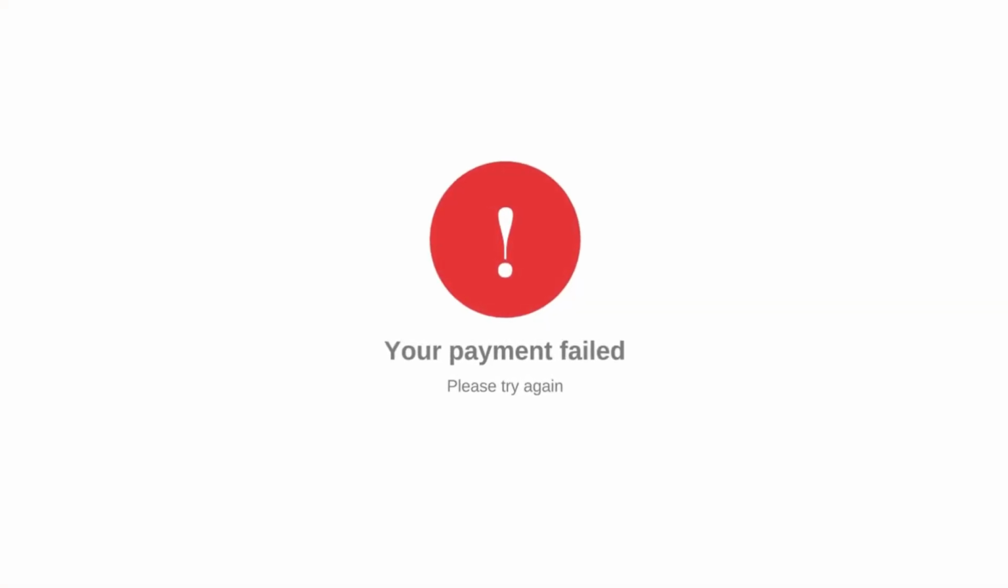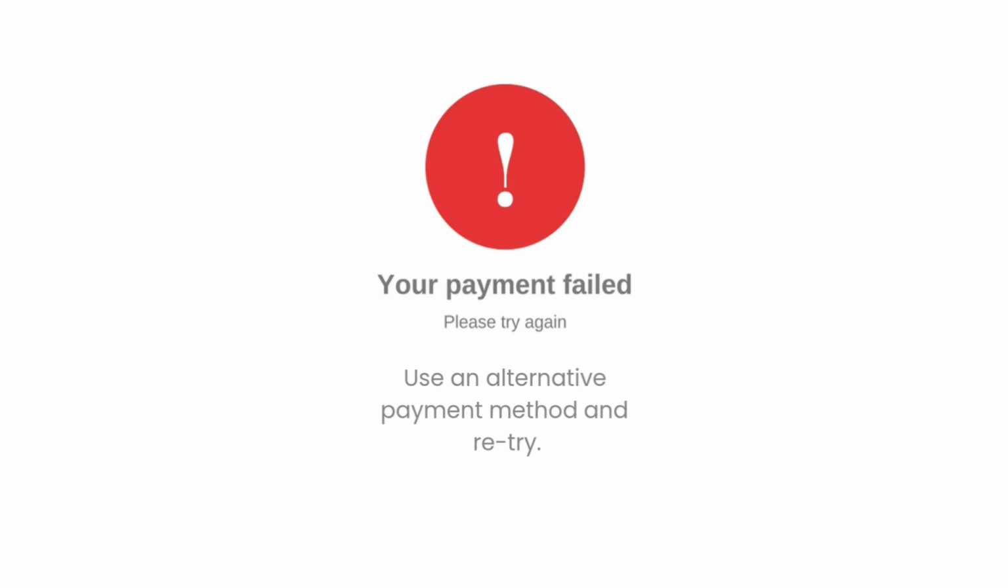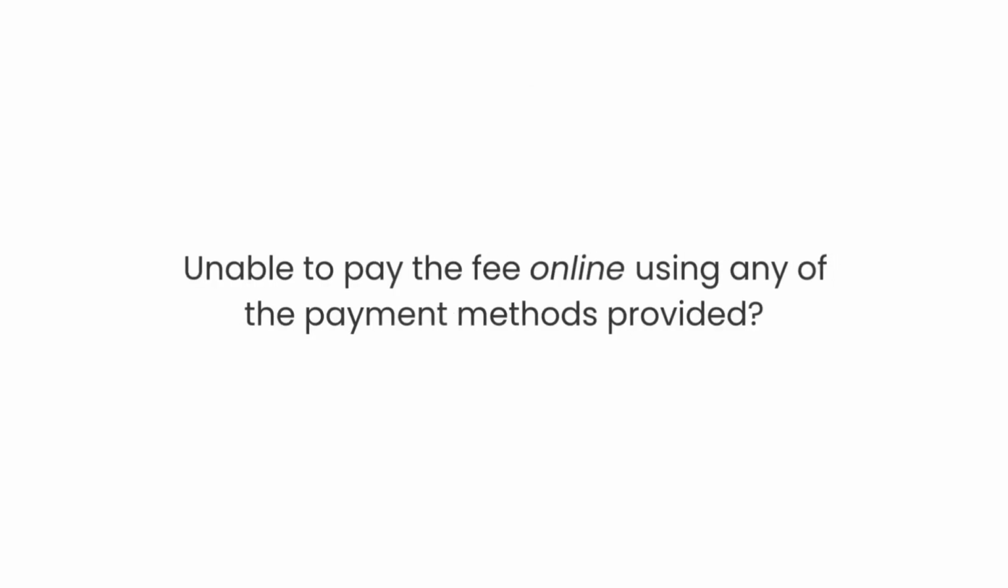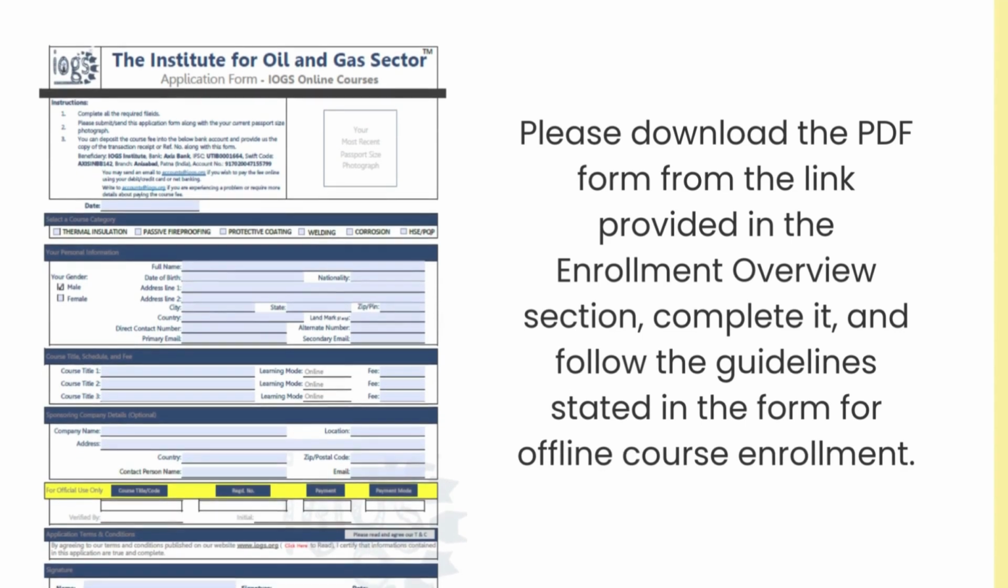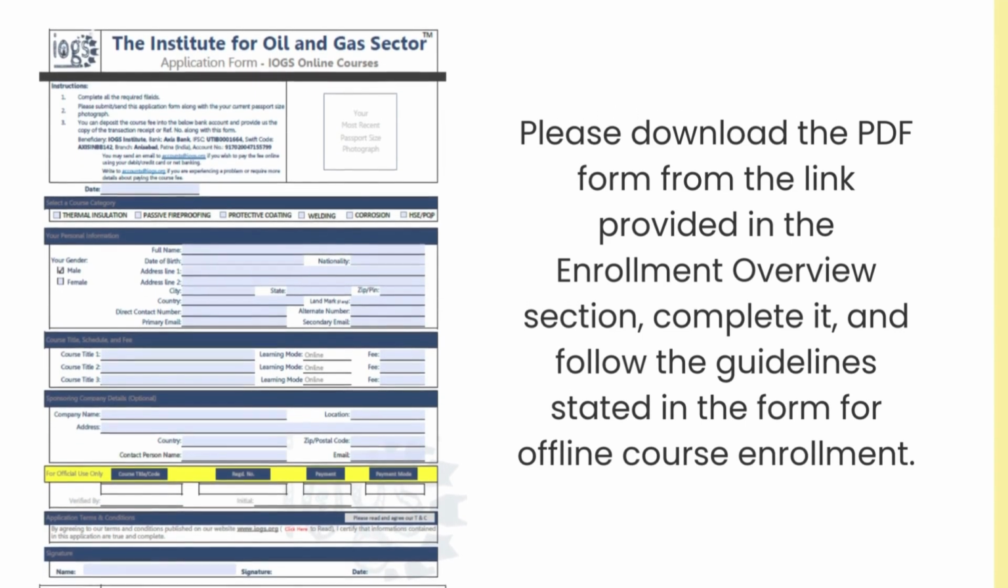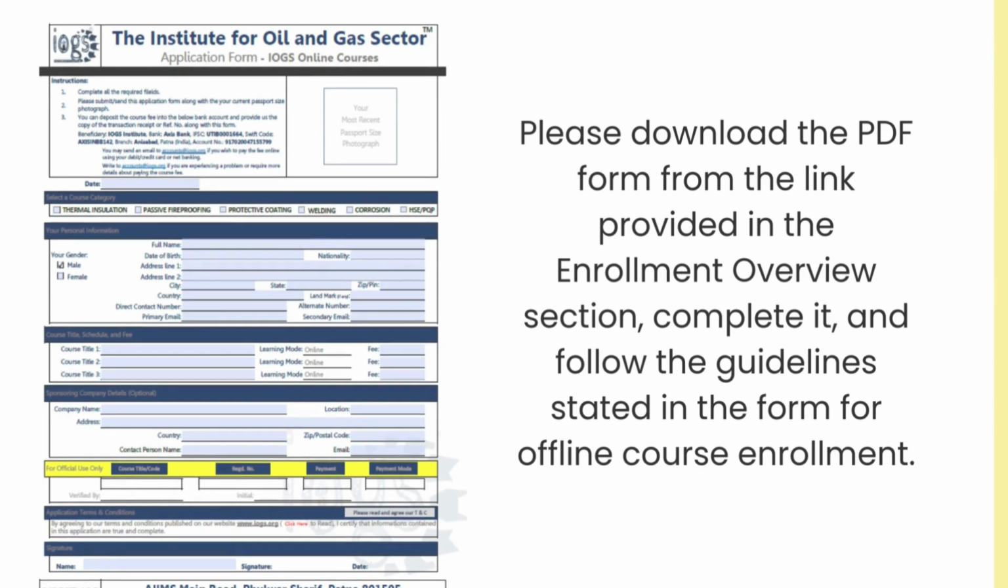In the event that the payment is unsuccessful or fails, we advise attempting a different payment method than the one previously selected. If, after a reattempt, you are unable to complete the payment using any of the payment methods provided, you can opt for offline enrollment by downloading the PDF form available in the enrollment overview section of the website's enrollment page and adhering to the stated guidelines.